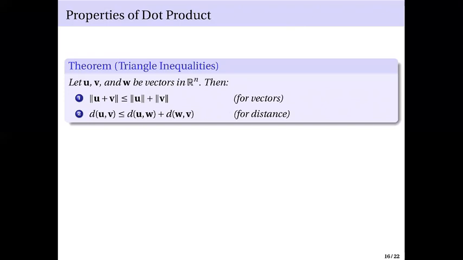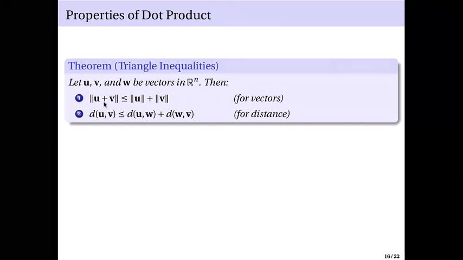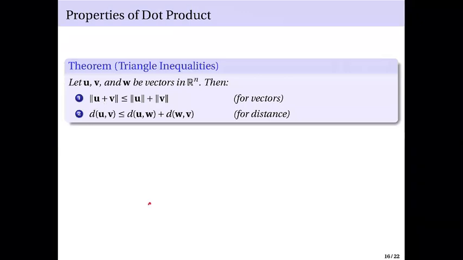And probably the question is, why triangle inequalities? What does this mean? Why triangle? So you have a vector. Remember the sum of two vectors. If we use the triangle rule, we have the vector u, so the vector u here.